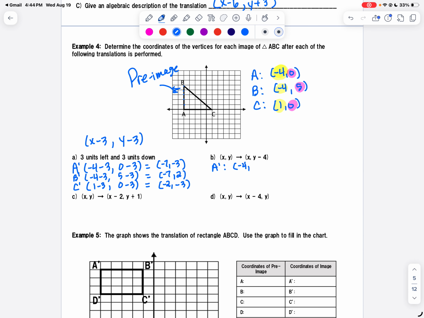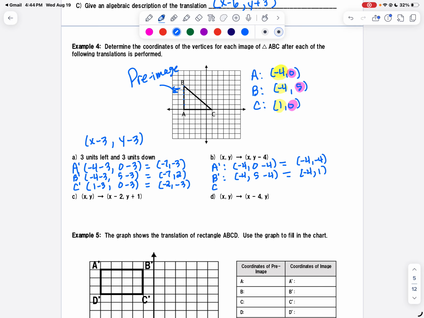Then it says to decrease the y value by 4. So my y value of point A was 0, and I want to decrease it by 4. So that would be -4, -4. For B prime, it says to take the x value and keep it the same, and then take the y value, which in point B was 5, and decrease it by 4. So this would be -4, and 5 minus 4 is +1.